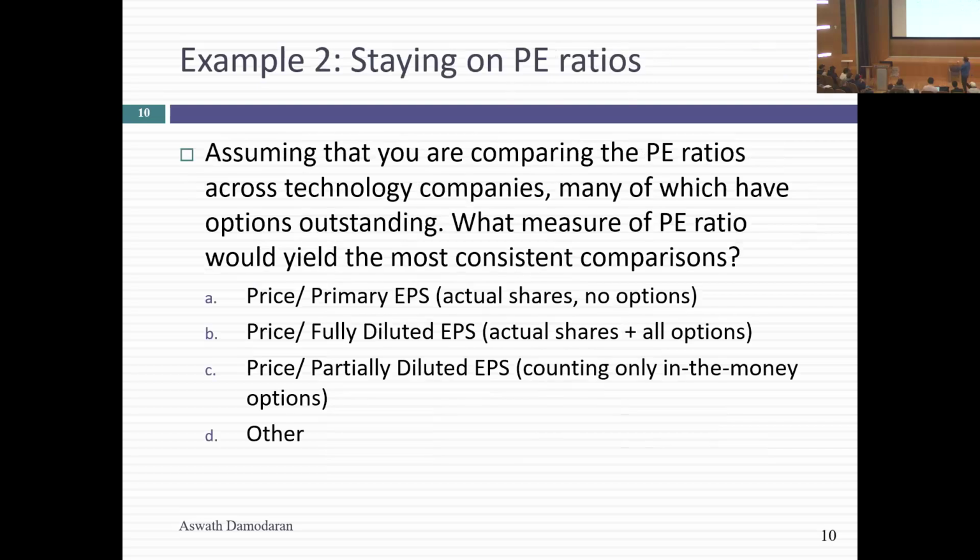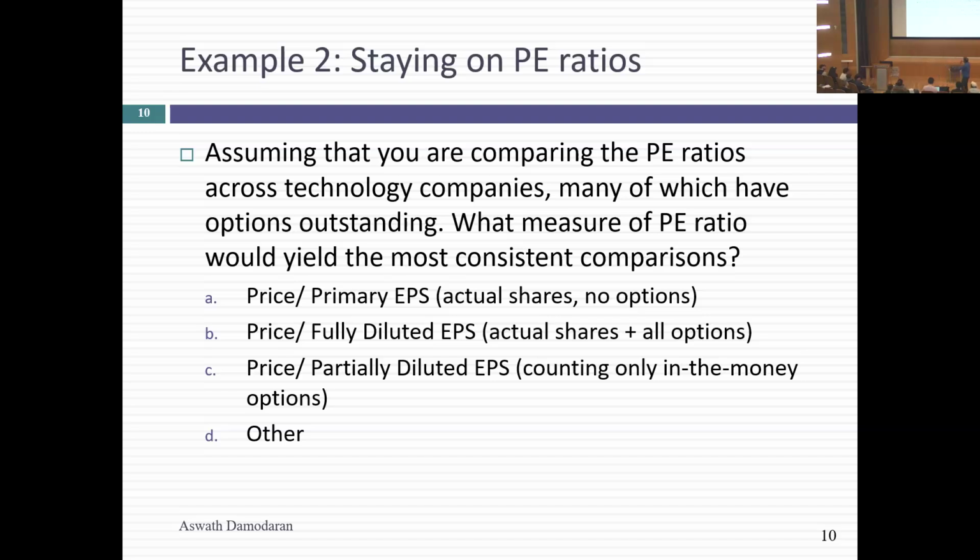Let's build on PE ratios. The way PE ratios are computed, you take the price per share and divide by earnings per share. The price per share is a market number. You can't change that. But the earnings per share is a number usually computed. By doing what? By taking the net income and dividing by the number of shares. Let's say you're the tech analyst and that some of your companies in your sector have a lot of options outstanding and some have none.